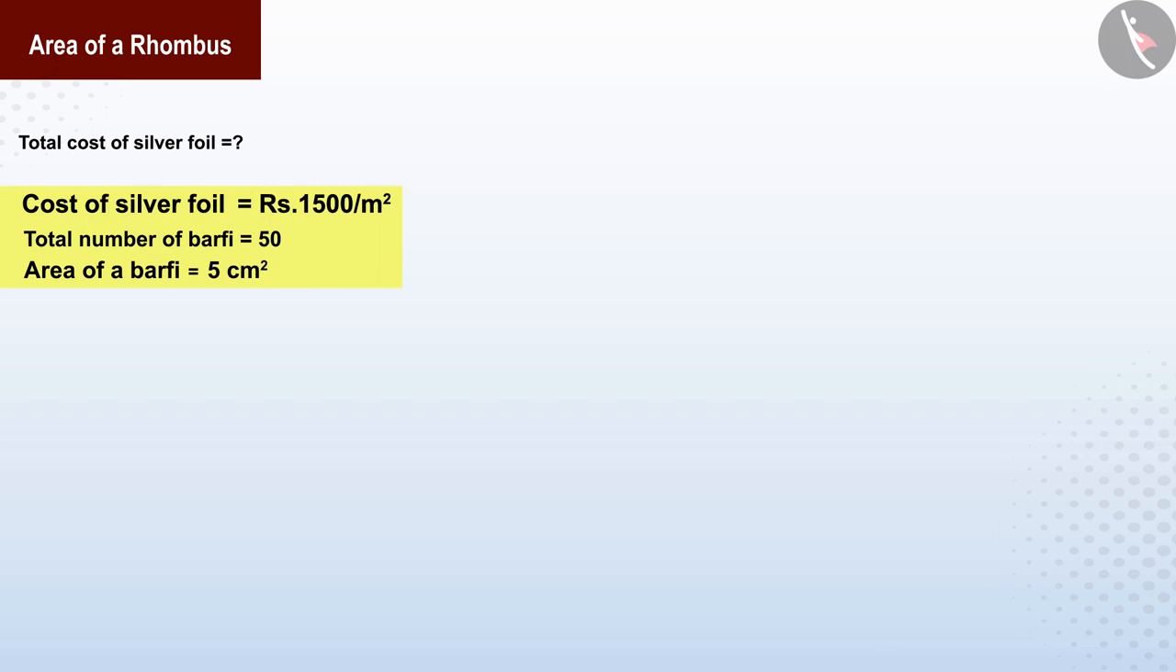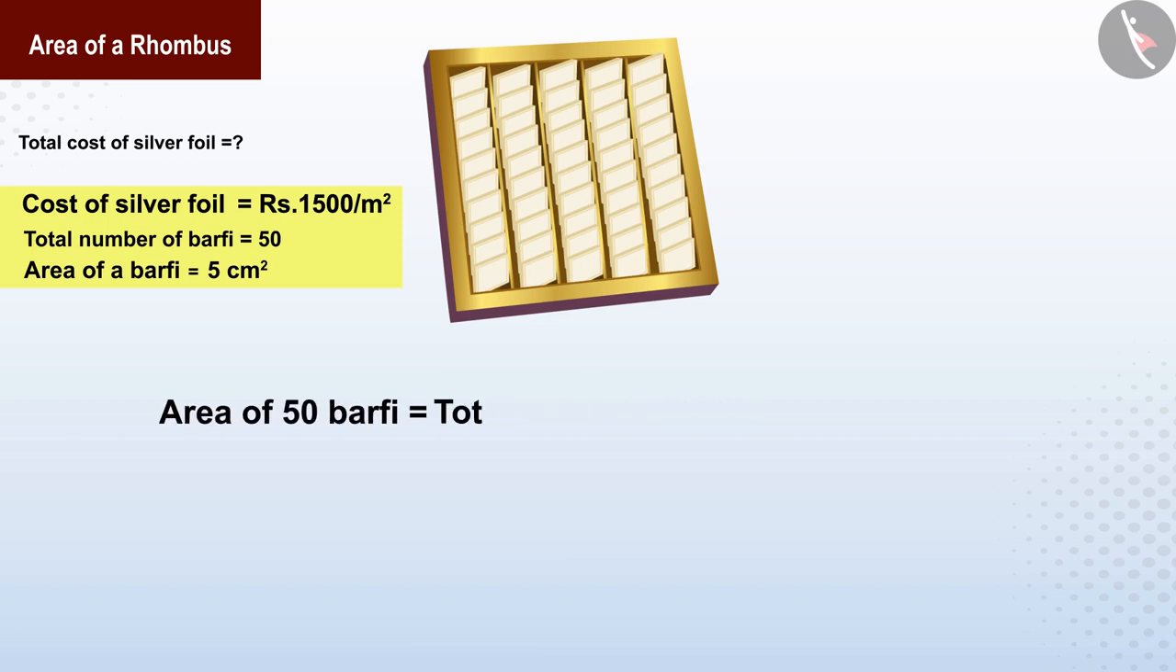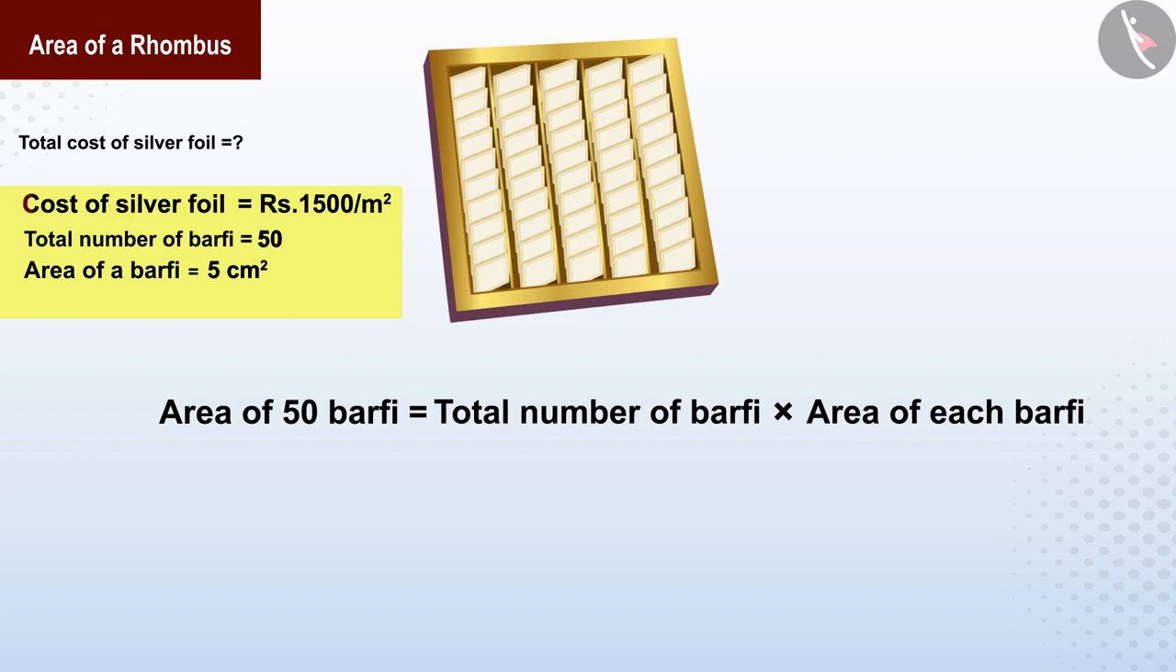Now, can you tell how to find the area of 50 barfi? Well done. The area of each barfi will have to be multiplied by the total number of barfi for the area of all barfi. As we know, there are a total of 50 barfi and the area of each barfi is 5 square centimeters. Therefore, the area of all barfi is 50 times 5 square centimeters, that is 250 square centimeters.